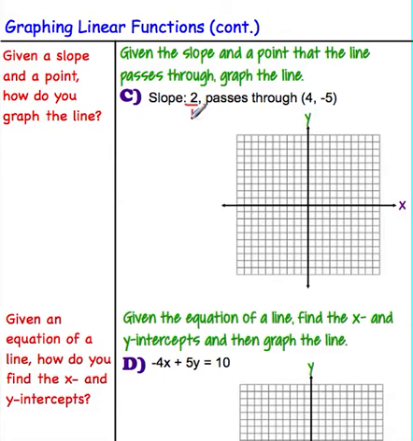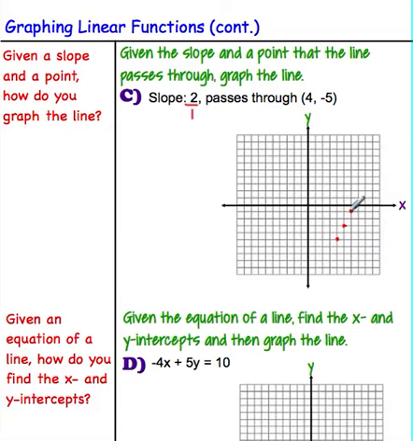So when I do these types of problems, I want to first do the easy way, make my life as easy as possible, and graph (4, -5). So I go to the right 4 and down 5 and graph that point. And then from there, I make use of my slope and go up 2 and to the right 1.